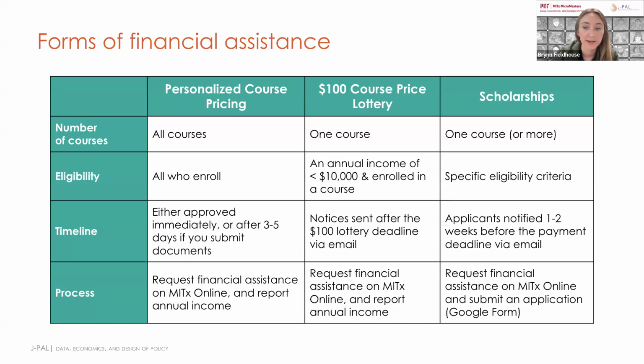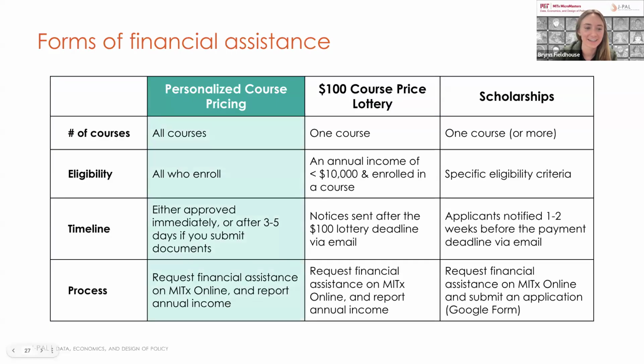So we now want to clarify the three different types of financial assistance. For those who choose to upgrade, we aim to make the courses as accessible as possible through 3 forms of financial assistance. The first is personalized course pricing. So if you choose to pay for a course, the price will be determined by a tiered pricing structure that is based on your annual income.